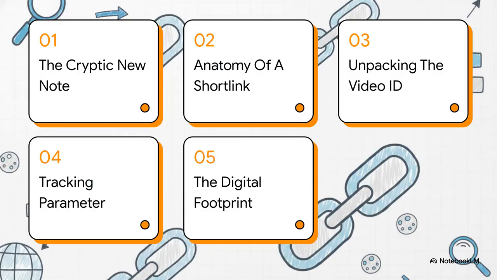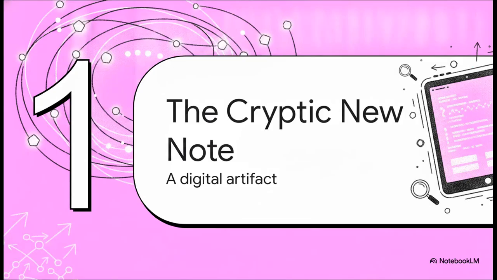So here's our roadmap for decoding this artifact. First, we'll look at the cryptic New Note. Second, we'll dissect the anatomy of the short link itself. Third, we unpack the unique video ID. Fourth, we expose the hidden tracking parameter. And finally, we'll map out the entire digital footprint left behind. Let's get into it. Starting off with Part 1, the cryptic New Note.